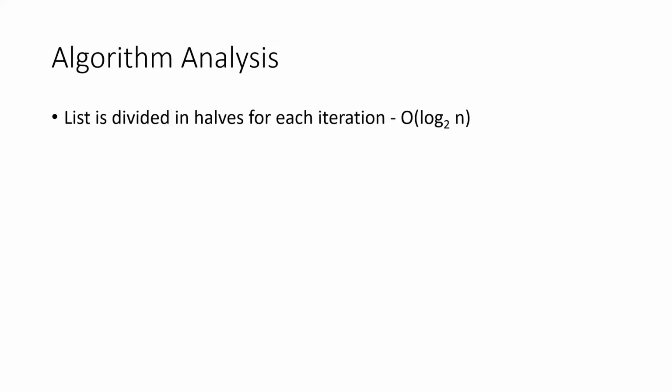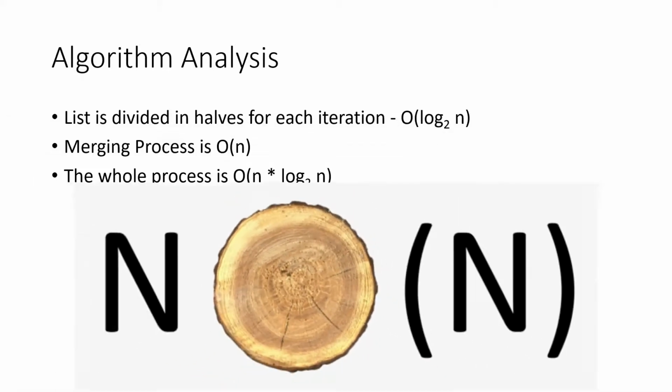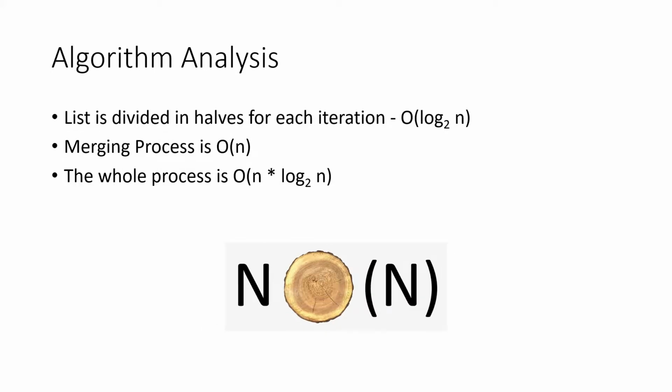The other component is merging. Merging is big O of n, because the merging procedure looks at every element in the array exactly once. This combines to make a big O of n log n, which is very exciting, because this is the fastest possible big O for comparison-based sorting algorithms.